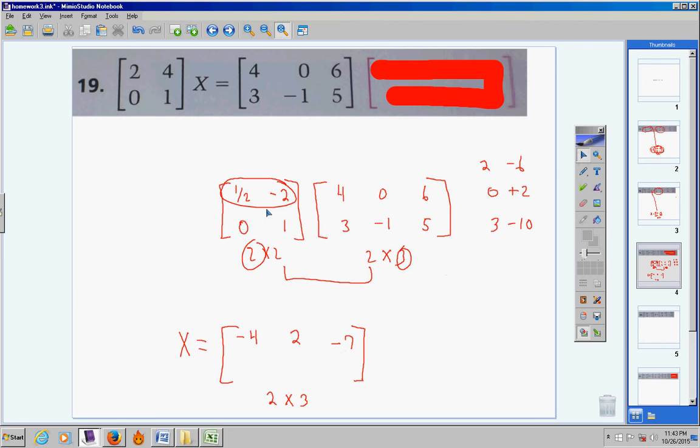Now we take this down to the next row. 0 times 4 is 0. 1 times 3 is 3. Combine, and we get 3. Now row times next column. 0 times 0 is 0. 1 times negative 1 is negative 1. Combine, and we get a negative 1. Now take row times the next column. 0 times 6 is 0. 1 times 5 is positive 5.